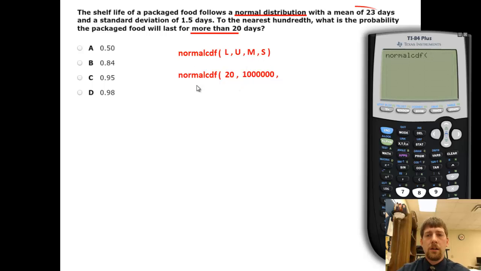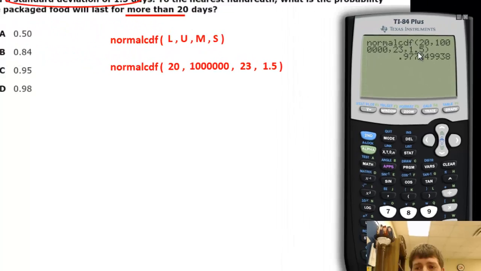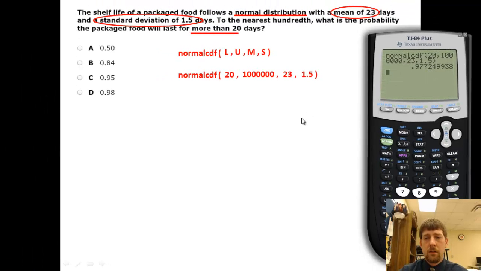Then we want the mean. Well, we see right here the mean was 23 days, so we plug in 23. Then we need S, standard deviation. Standard deviation was 1.5 days. So 1.5. And it's really as simple as typing that into the calculator. So 20, comma 1 million, comma 23, comma 1.5. Close it off. 97.72%, which is 98%. It's pretty straightforward.